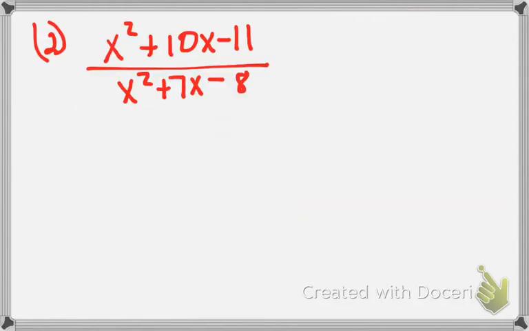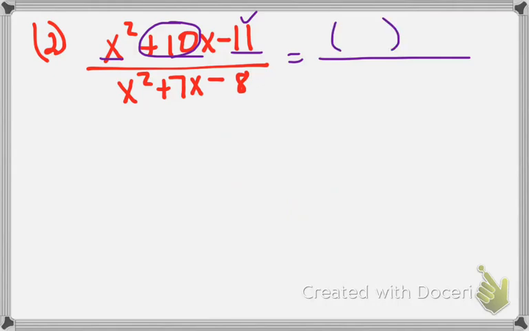This is question number 2. We're still going to be simplifying, so we're going to factor the top and the bottom. And in this problem, I have 3 terms. So I'm going to see what multiplies to give me negative 11 and adds to give me positive 10. So we're going to go with 11 and 1. So 11 times 1 will give me 11, and if I do positive 11 and negative 1, then that will add up to 10.